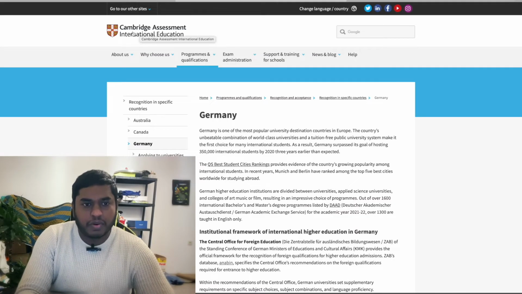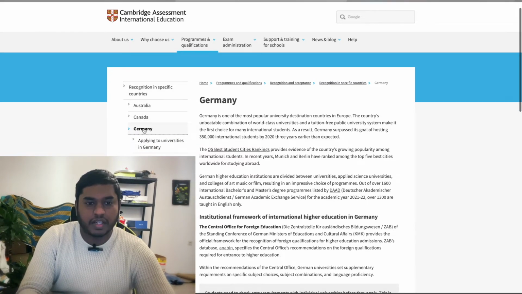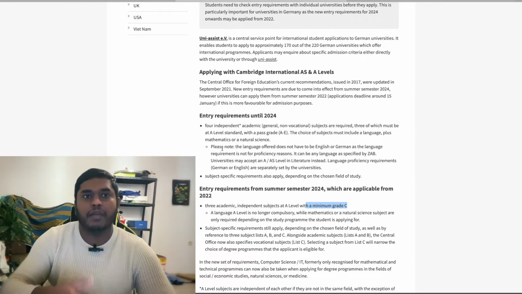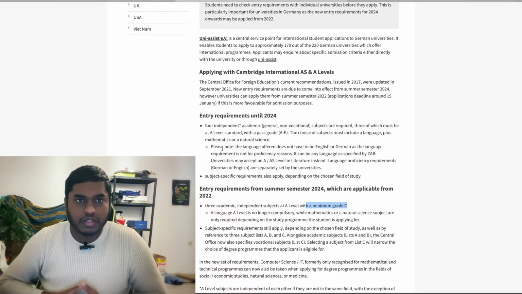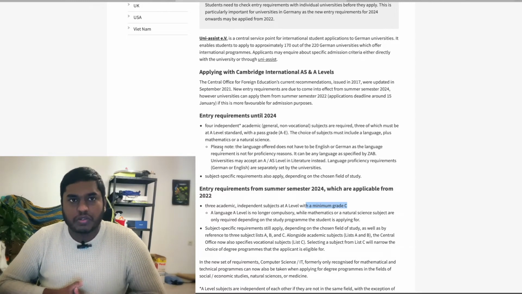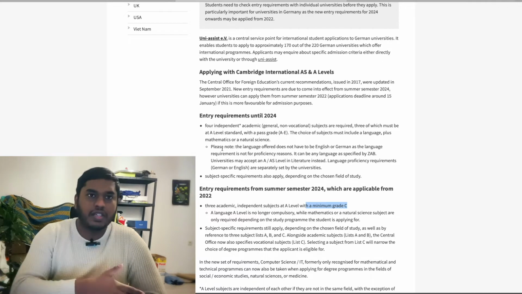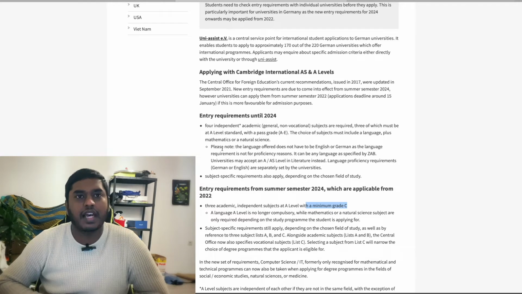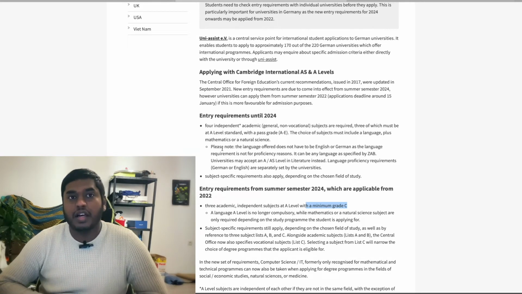So this is the information provided from the website Cambridge Assessment International Education, recognition in specific countries, and Germany is selected. One thing to be mentioned is the entry requirements are going to change in 2024. Till 2024, the requirements which we saw till now are going to be applicable. That means four subjects, three A-levels, AS and A2 combined, and one language subject in AS. For now, till 2024, there is no minimum grade that you should achieve to apply for a German university.